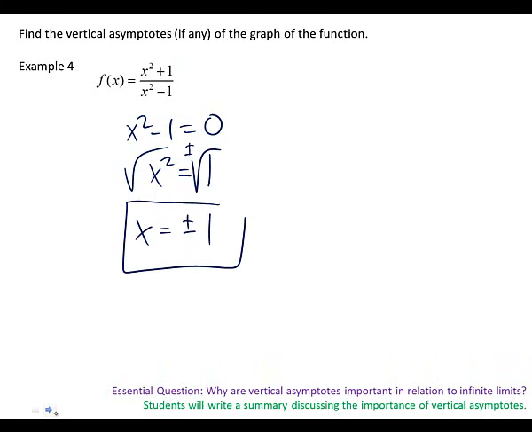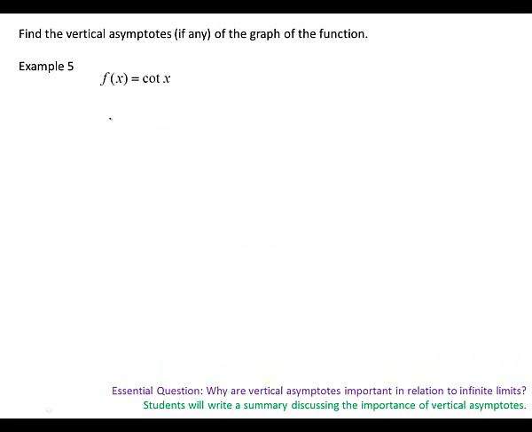All right. Okay, check this one out. So we've got to find vertical asymptotes. We know it's a cotangent. We know the cotangent graph because we did go over this last year. It looks like that, and we know there are asymptotes.